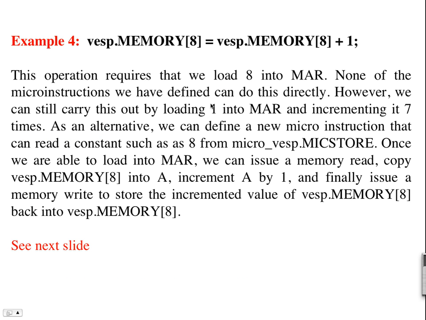So the last example is slightly more complicated, in which case we take something from a location in the memory of VESP, which is in this case location 8, and increment it by 1, and then put it into the same location. Now, in order to be able to access a location in memory in VESP, we really have to put something, the address, into MAR. Now, in this case, we need to load 8 into MAR. Now, we know that we only have 0 and 1 on the A and the B buses, so we cannot really create this 8 out of nothing.